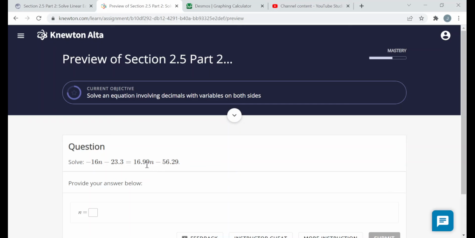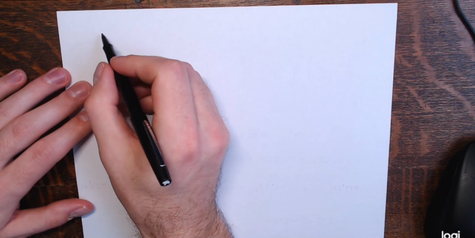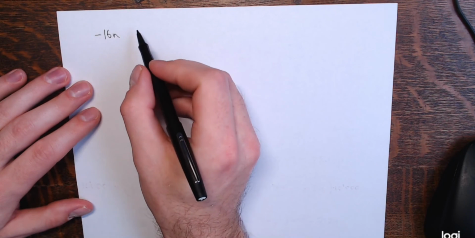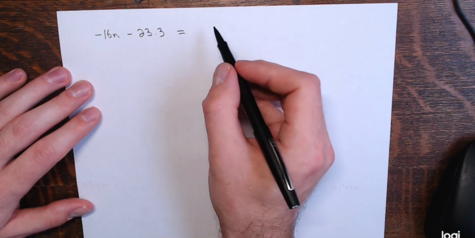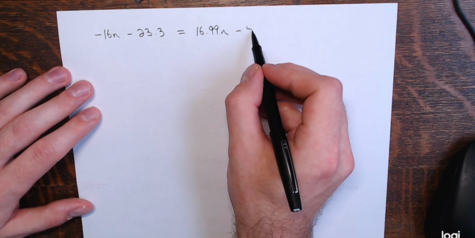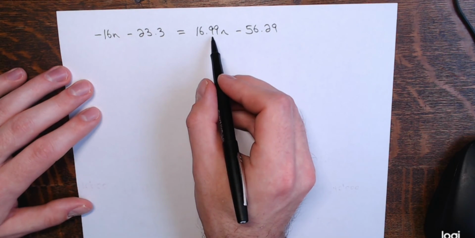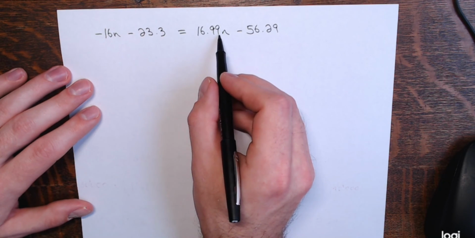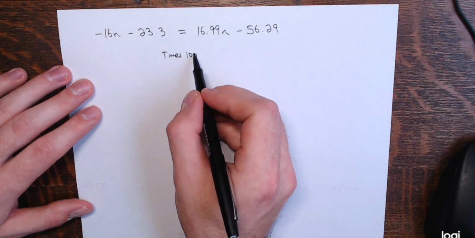Alright, so here's one where I can just simply multiply by 100 on both sides. I hope you see that, right, to clear the decimals. So I'm going to write this out. Left side, you have negative 16n minus 23.3 equals 16.99n minus 56.29. And I'll just say, the most number of places any decimal would have to move to get rid of them would be 2. So I have to times everything by 100. I have to multiply by 100 everything on both sides.